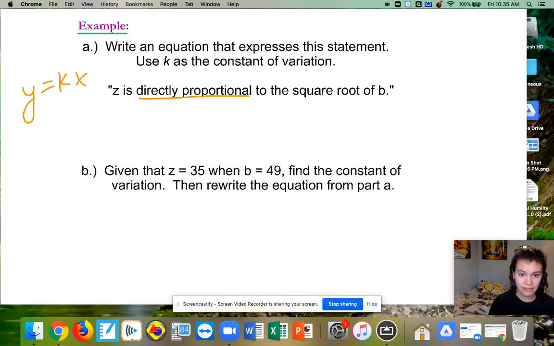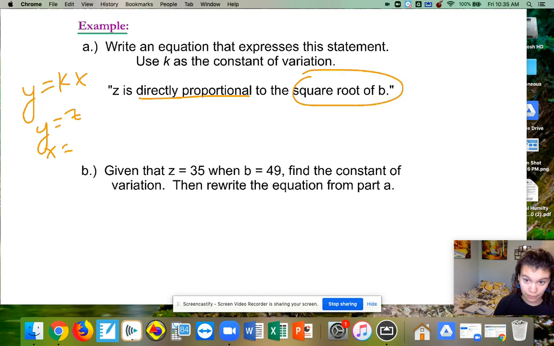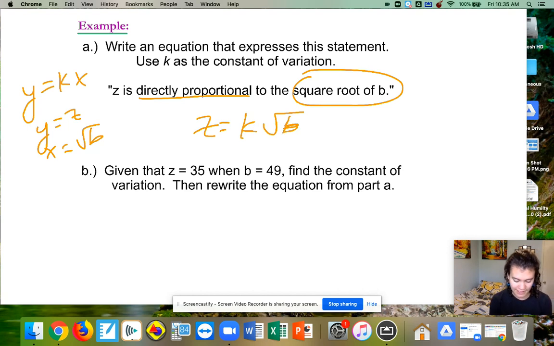So it says z is directly proportional to the square root of b. So y is going to equal z, and then our x is the square root of b. So it's not just b, it's the square root of b. So if you write this out, we get z equals k times the square root of b. The second part then gives us actual values. So z is 35 and b is 49. What's the constant of variation? So it's asking, what is k?